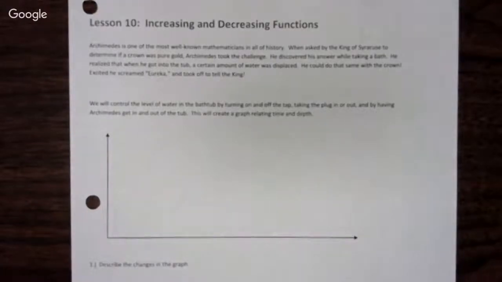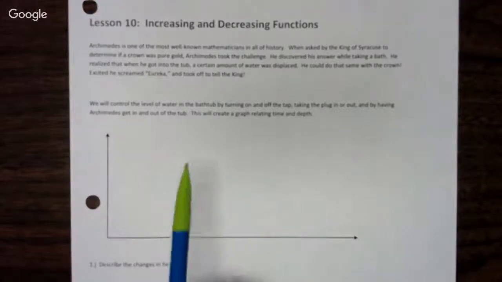So Archimedes is one of the most well-known mathematicians in all of history. When asked by the king of Syracuse to determine if a crown was pure gold, Archimedes took the challenge. He discovered his answer while taking a bath, and he realized that when he got into the tub, a certain amount of water was displaced. He could do the same with the crown. Excited, he screamed, "Eureka!" and took off to tell the king.